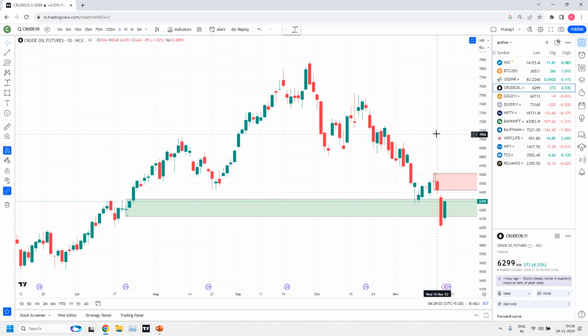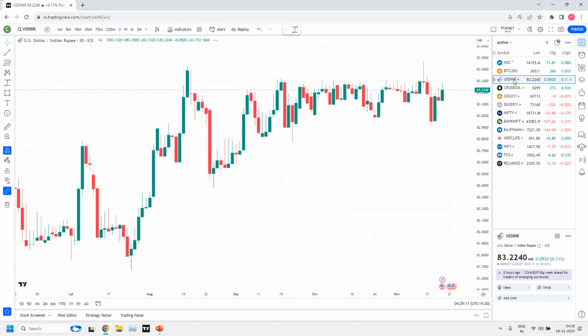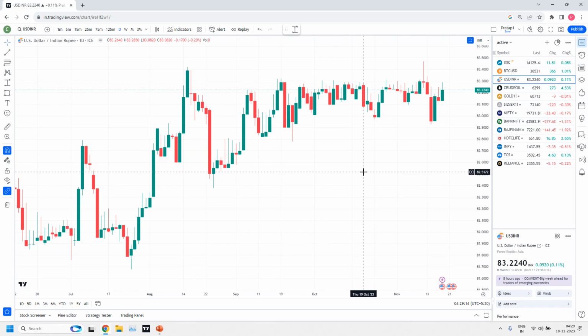Let me open another chart. Now this time I am selecting forex trading, that is US dollar and Indian rupees. So stock market supply demand zone price action concepts can also be used in currency markets. That is what I said earlier. It can be used in the equity market, in the commodities market, in the currency market, that is forex market. Everywhere it supports this concept. That is the beauty of supply demand zone price action.